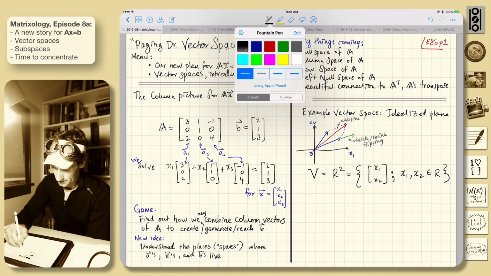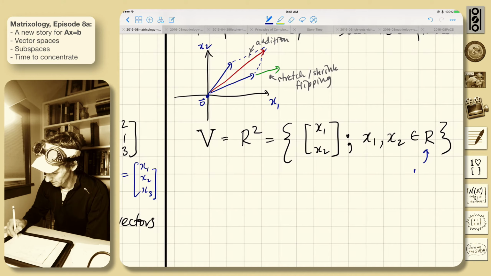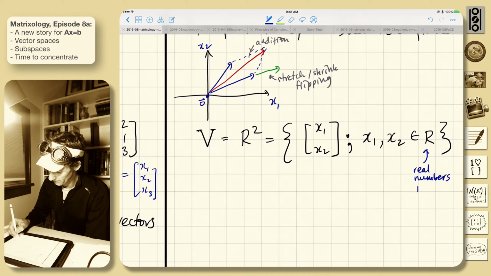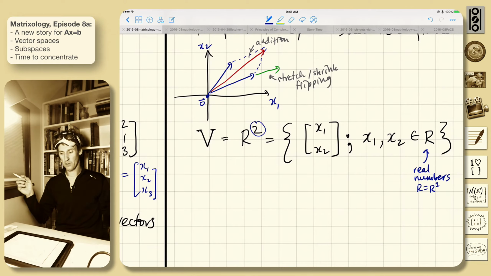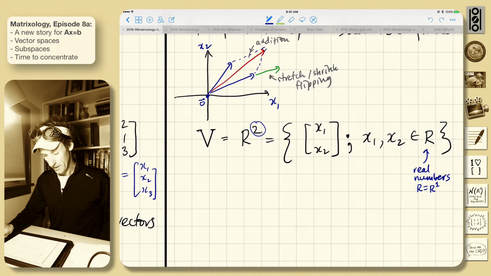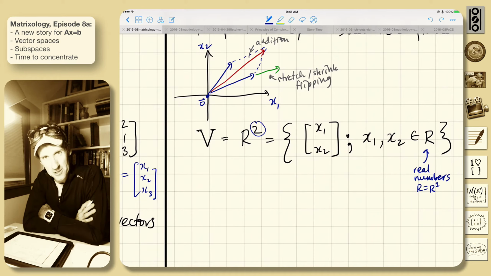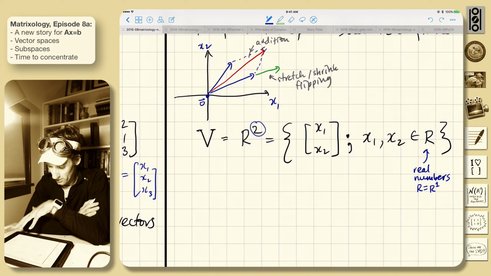Okay, so let me annotate that a little bit. These are real numbers. And this is really true: R equals R to the 1, right? So this is R squared, this is R1, just the real numbers. So we're allowed to have any real number here and any real number here. Pretty fantastic, yeah. Okay. All right, so this is an important notation, right?